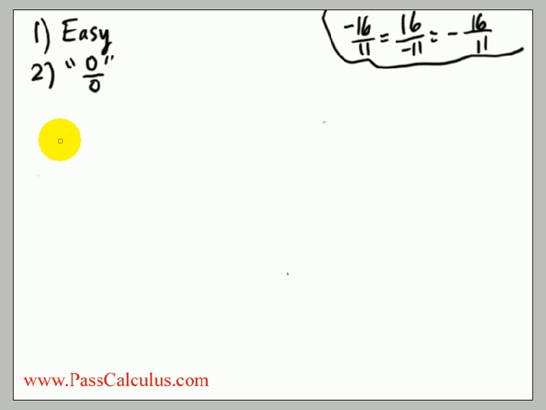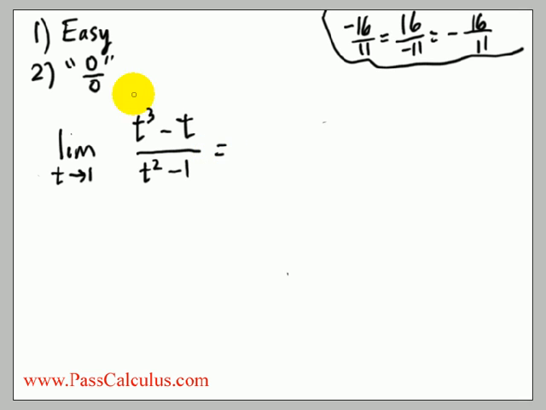How about this one? We can't always use x, okay? We have to use other letters as well sometimes. How about the limit as t goes to 1 of t cubed minus t over t squared minus 1? All right, well, let's decide. Is this an easy kind of limit, or is it 0 over 0 kind?